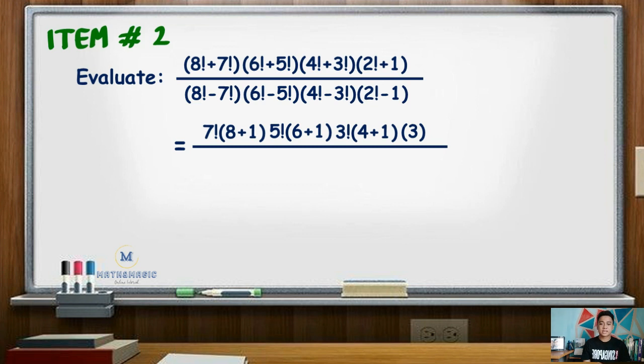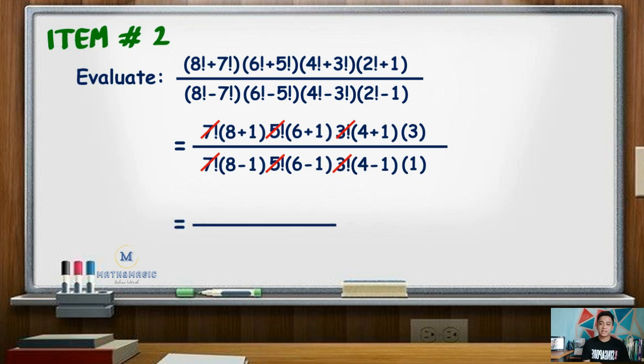All over 7 factorial times quantity 8 minus 1, 5 factorial times quantity 6 minus 1, 3 factorial times quantity 4 minus 1. Here, notice that 7 factorial, 5 factorial, 3 factorial appeared both in the numerator and in the denominator. Hence, we can cancel them out. What remains now are 8 plus 1, which is 9, times 6 plus 1, that is 7. 4 plus 1 would be 5, then times 3. All over, 8 minus 1 is 7, 6 minus 1 is 5, 4 minus 1 is 3.